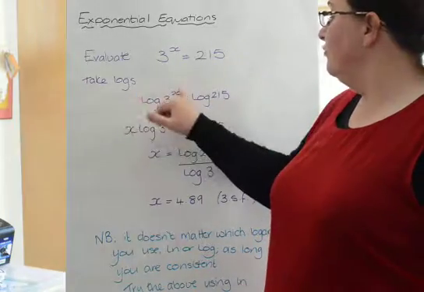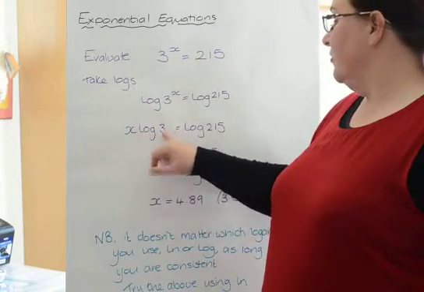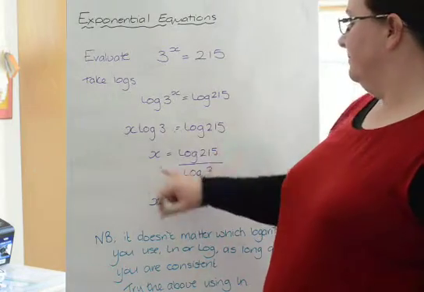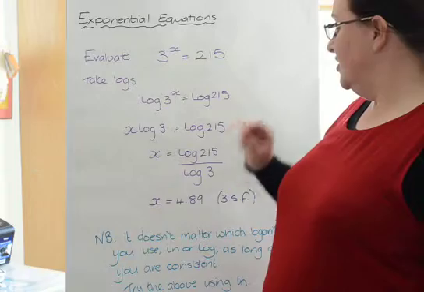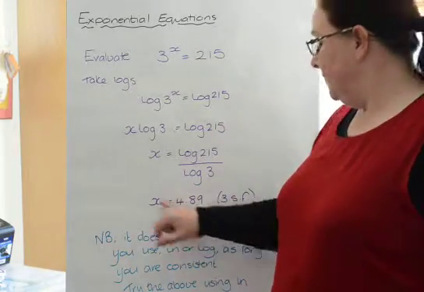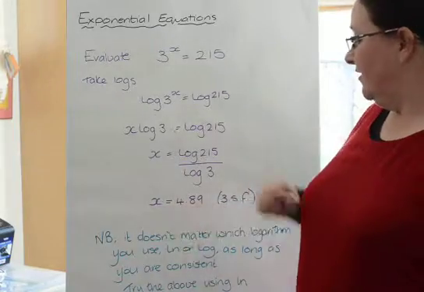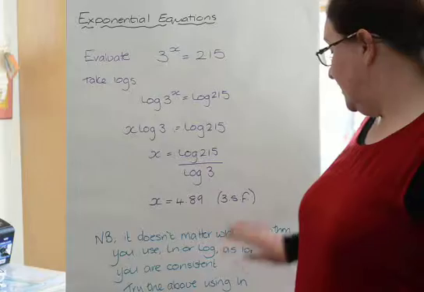Now we can use our log rules, bring the power down in front. So x times log 3 equals log 215. Divide by log 3, which is just a number, and evaluate that. Put it into your calculator, and you get x equals 4.89.